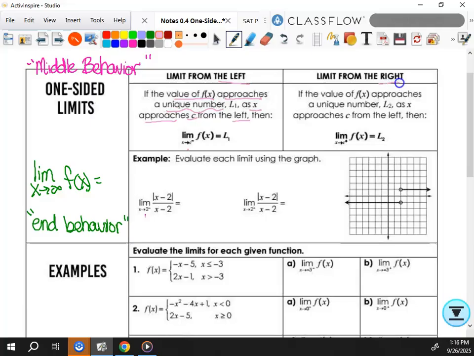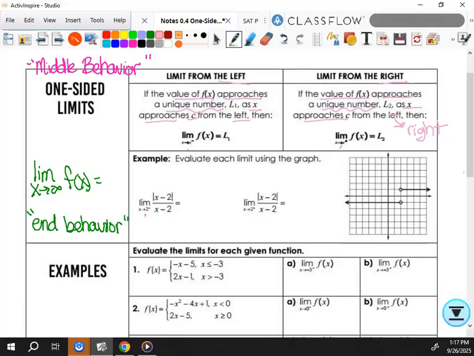If we have a limit from the right, so again, the value of the function, our output value, approaches a unique number as x approaches c. It says left again. I think I'm a victim of copy and pasting. This should say right, or it doesn't make any sense. From the right, that's what the little plus sign means. So the little plus sign means we're coming in from the right. The minus sign means we're coming in from the left.